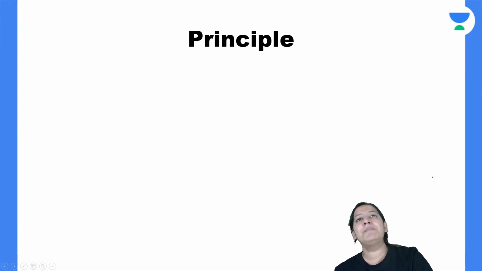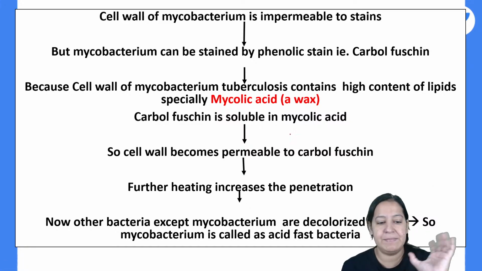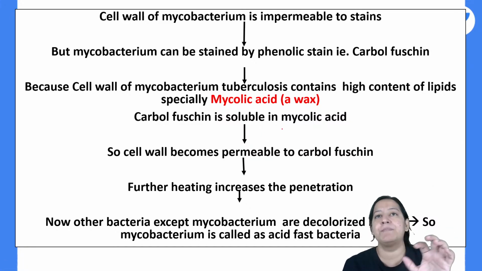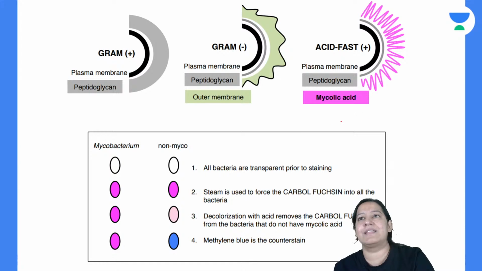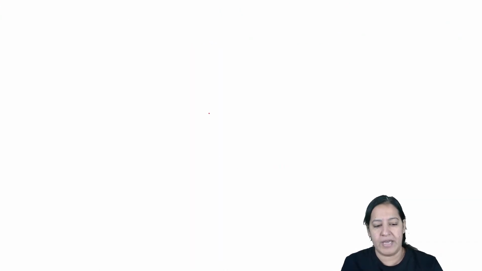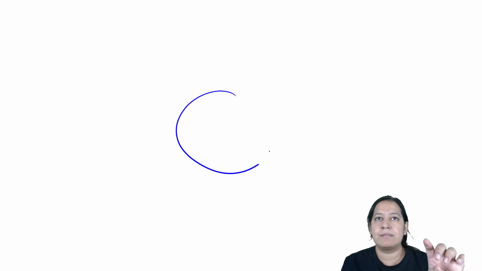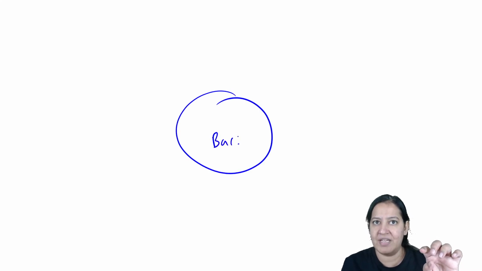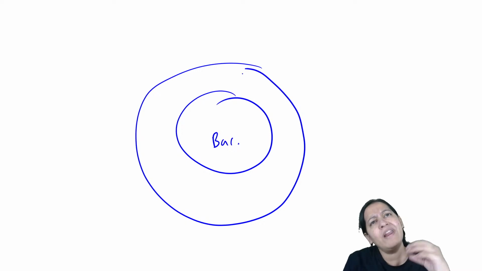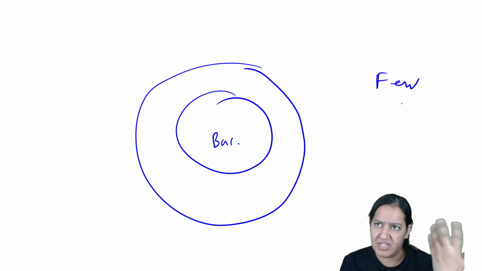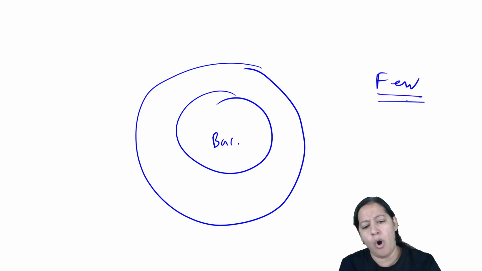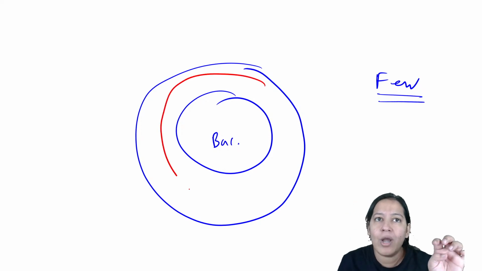Okay. What is the principle behind it? Okay, let me tell you the principle. The principle is mycolic acid in the cell wall. Can you see here? Okay, let me draw a diagram for you. So this is a bacteria. This is a cell of the bacteria. This is the cell wall. Now, only a few bacteria out of the 30-40 bacteria, only a few of them have mycolic acid.